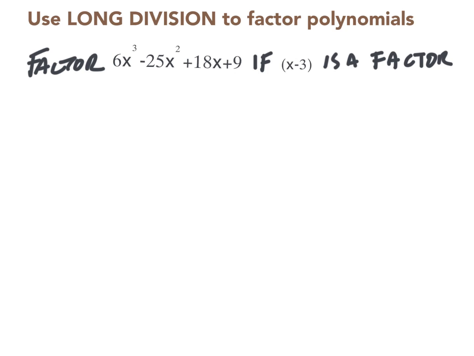Alright, the first thing that we're going to do is use long division to factor polynomials. So here we have 6x cubed minus 25x squared plus 18x plus 9, and we're given that x minus 3 is a factor.